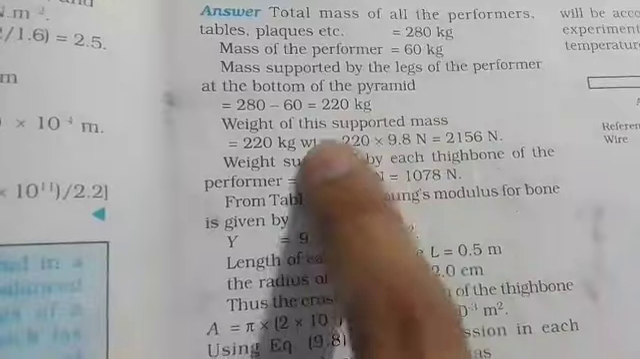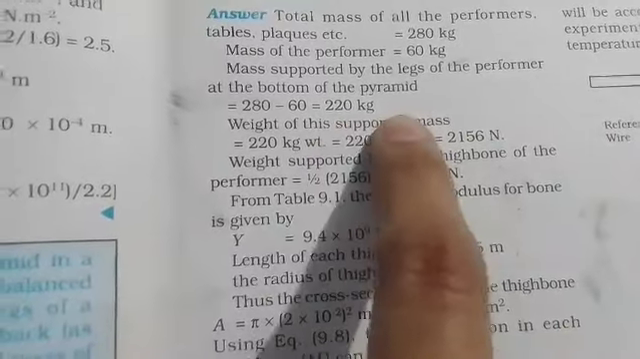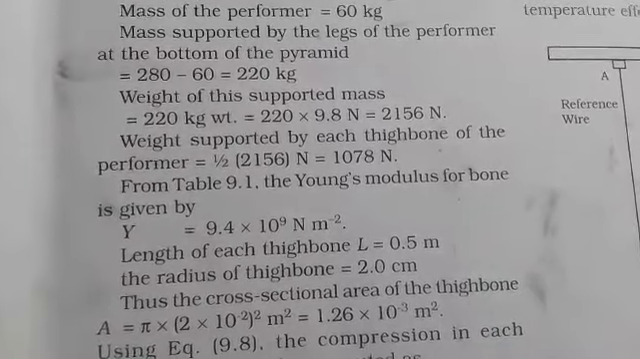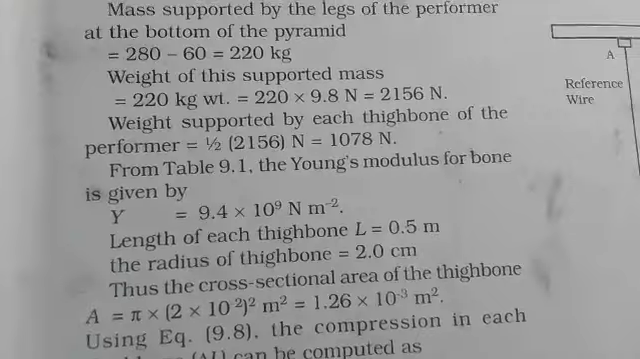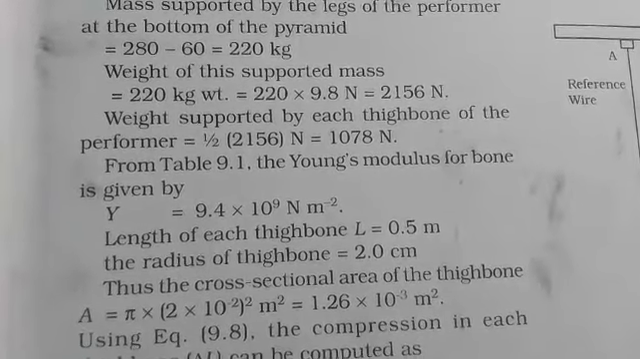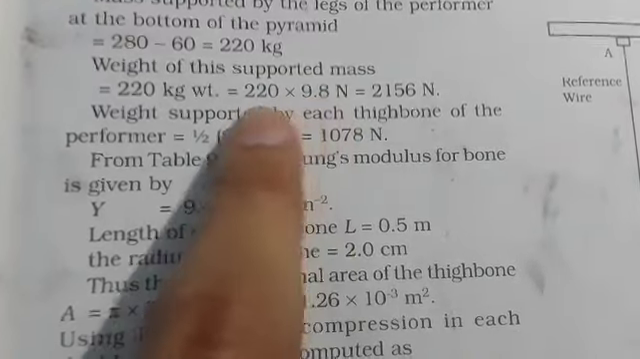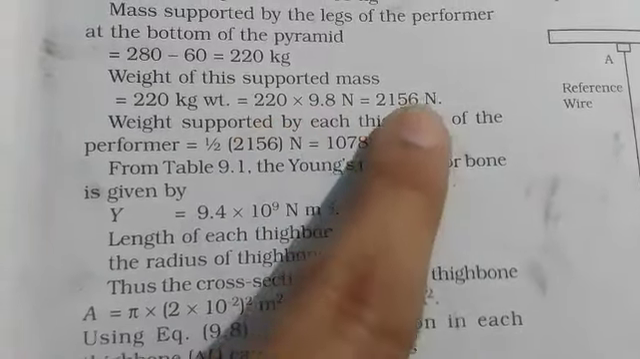So the mass supported by the leg of the performer will be 220 kg. Now the weight of this supported mass: the mass is 220 kg, and the weight of the supported person will be 220 multiplied by 9.8, that is, force is equal to mg. So we will get this value.